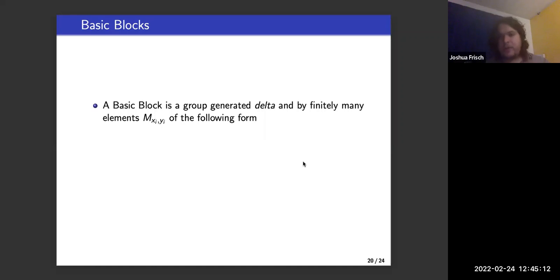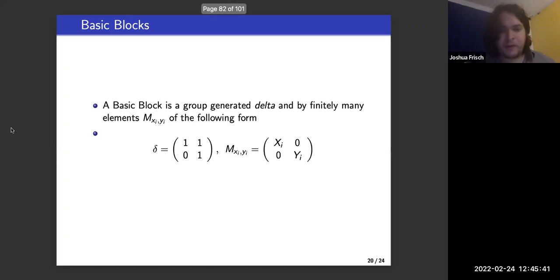And so I want to talk for the next little bit about a special class of groups which are already somehow going to capture most of the interesting phenomena. And I will give some explanation for the next bit about exactly how they capture these phenomena. So, a basic block is going to be a group generated by delta and finitely many m_{x_i,y_i} of the following form. So we're going to have this delta matrix, which is just 0, 1, 1, 1. So this is just going to be an upper triangular matrix, which is 1 on the upper diagonal.